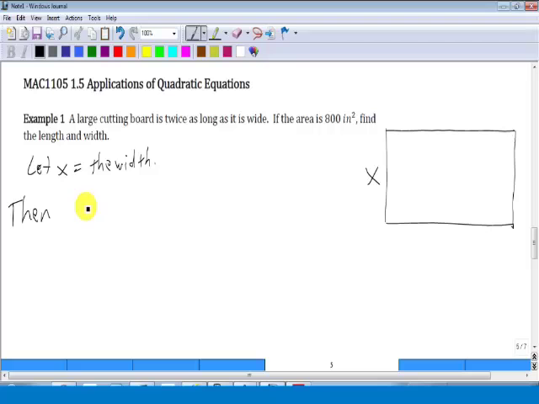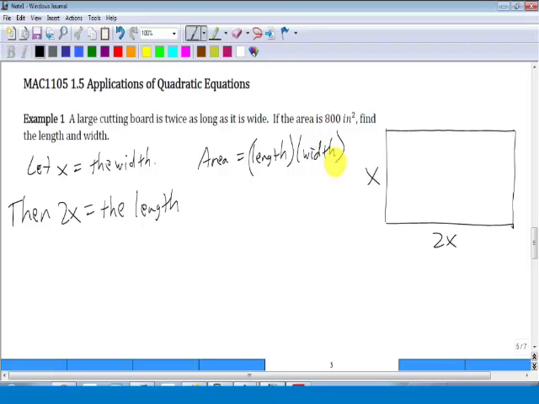Then, if we let x represent the width, how would we represent a quantity that's twice the width? 2x, there we go. So 2x is how we would express the length. So we have x, we have 2x. What's the formula for the area of a rectangle? Length times width. Area equals length times width.